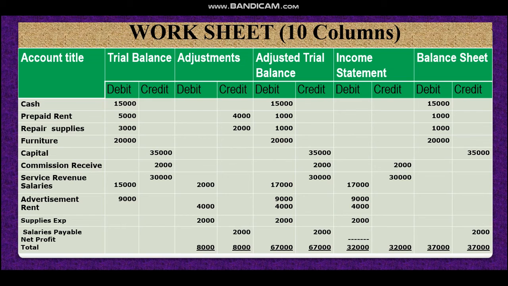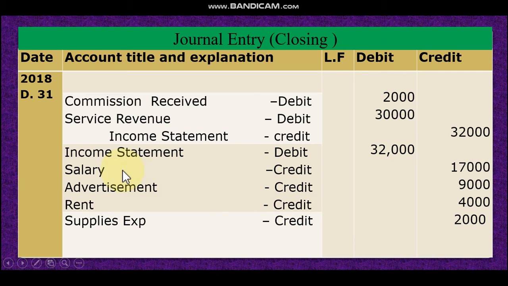So what income and expenses do we have here? Look, we have income: commission received 2,000 and service revenue 30,000. So these two items will be debit, and income statement will be credit. On the other hand, whatever expenses we have: salaries, advertisement, rent, and supplies expenses. These items will be credited and income statement debited.